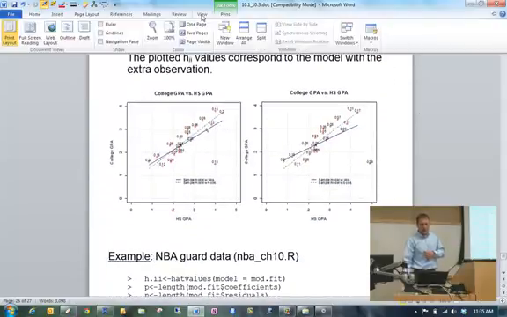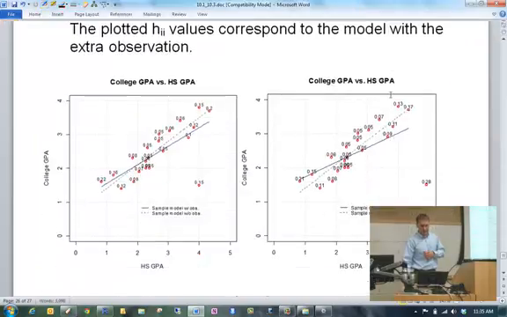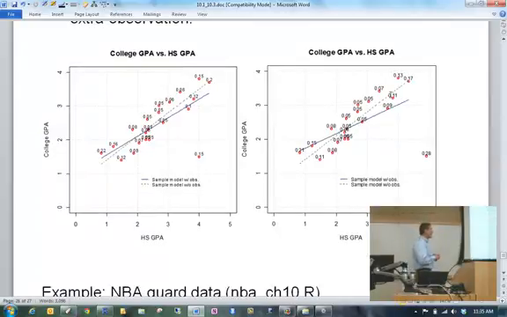And we can look at some other examples too. On the left side plot, I actually reduced the value of the high school GPA. Instead of being 4.35, it's 4.